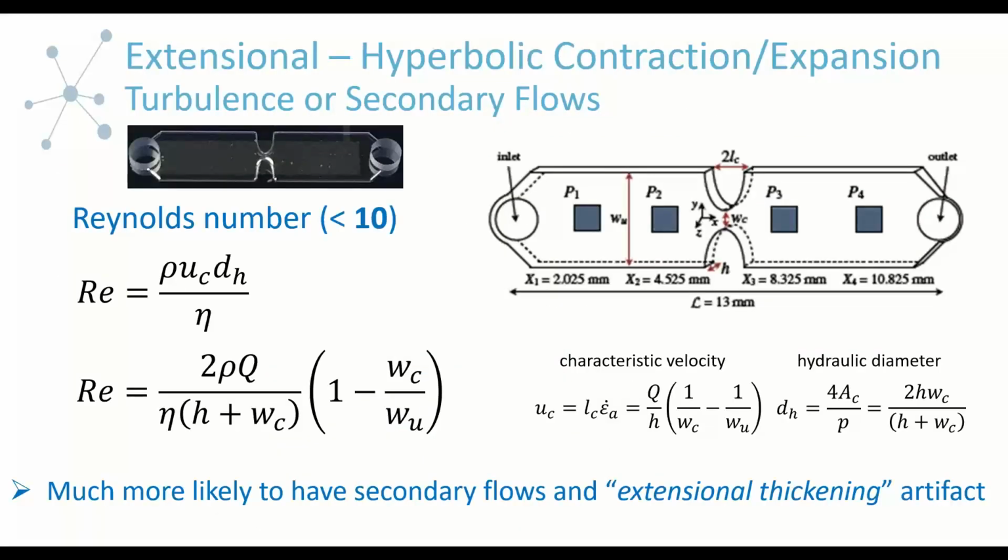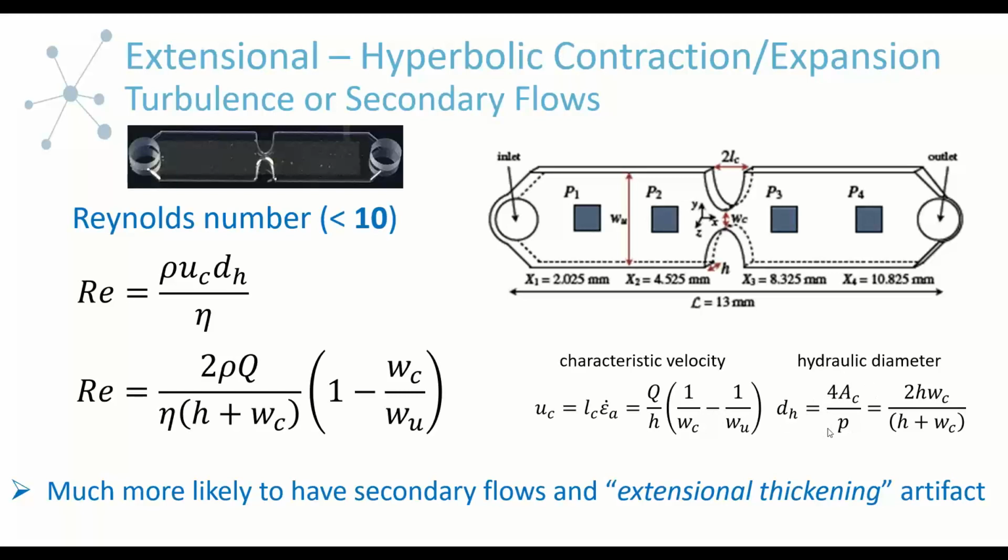Okay, so for the extensional channels where we have the hyperbolic contraction and expansion, this is very different. I have the schematic here defining what these particular characteristic values are for this channel. Now, we're starting with the same Reynolds number form, but we have a different characteristic velocity, and our hydraulic diameter is going to be a little different because we're going to be focusing on this constriction area. So here's how these particular characteristic scales are defined.